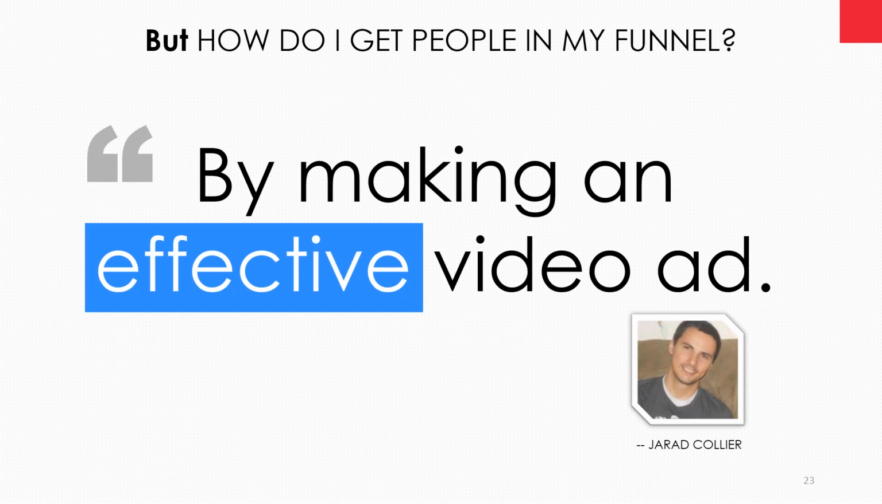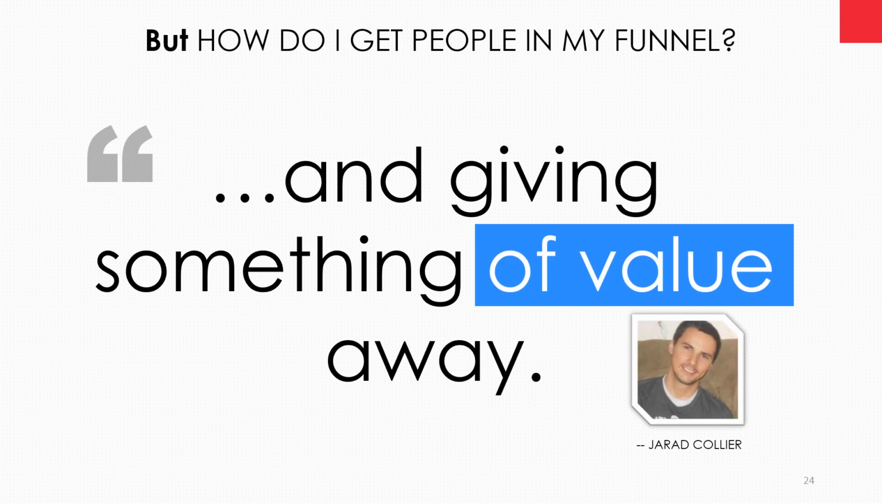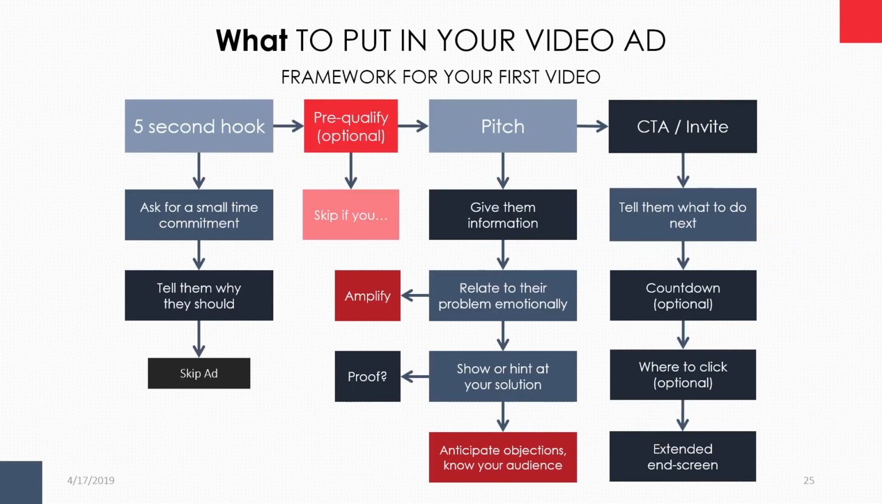But how do you get people in your funnel? By making an effective video ad and by giving something of value away. So this is the easiest way to get people to take action, to get them from YouTube and into your email list. So how do we create effective video ads? This is the framework. I've evaluated about 500 plus video ads. The first is a 5-second hook. And by the way, this is a framework for an in-stream ad. A discovery ad's a little bit different.